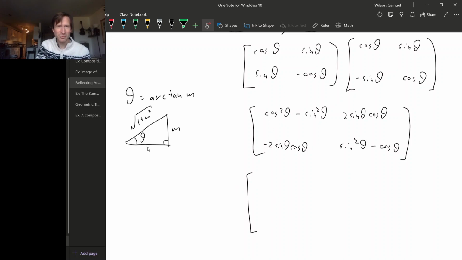So cosine squared: cosine is 1 over this square root, so the square of that is 1 over 1 plus m squared, minus sine squared. Sine is m over the square root, so the square of that is m squared over 1 plus m squared. For 2 sine theta cosine theta, sine theta is m over the square root, and cosine theta is 1 over the square root.